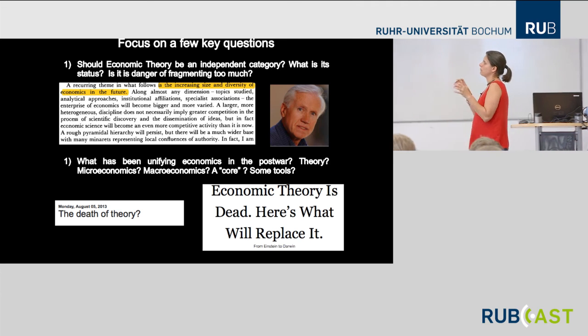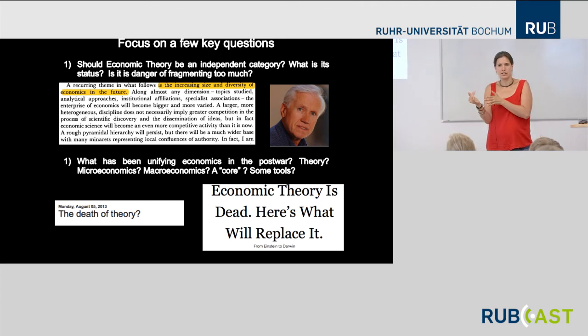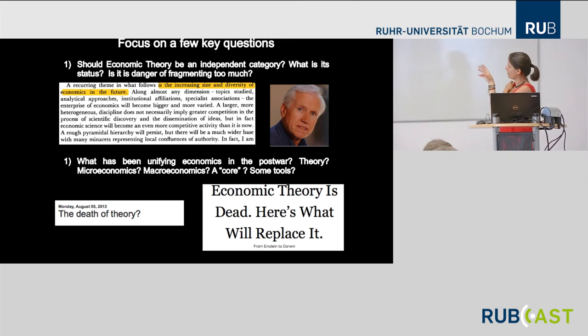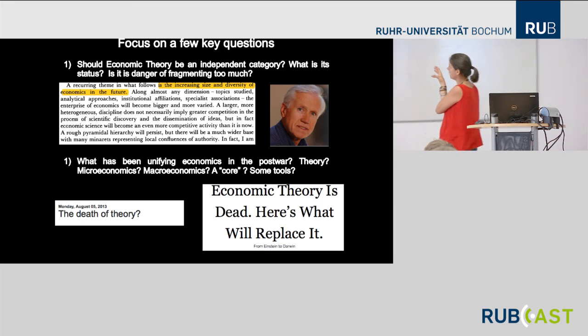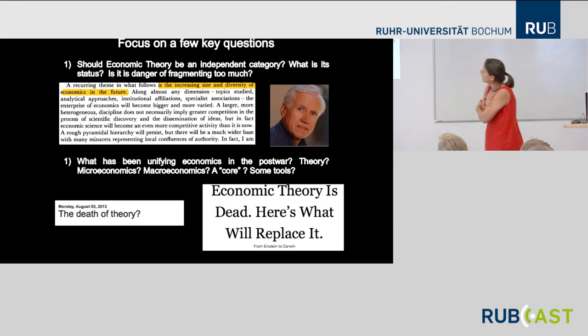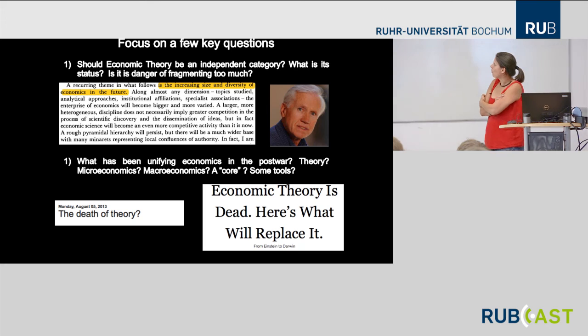If you want to make your science more of a science, you have to show you have serious theory. But I just told you this is not how economists define themselves anymore. So the stages of theory was something that was interesting for me. And a related question is, what has been unifying economics? How do you know that something is economics?